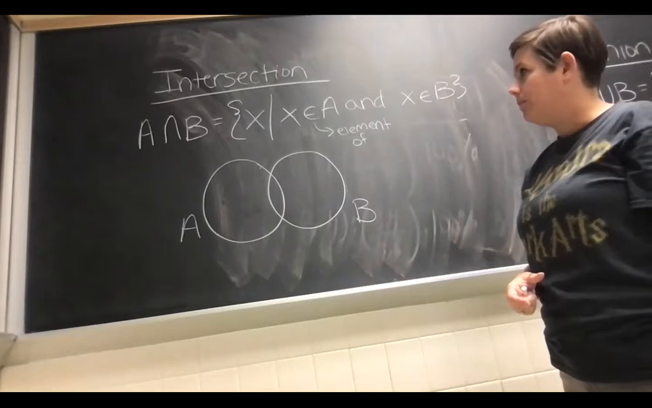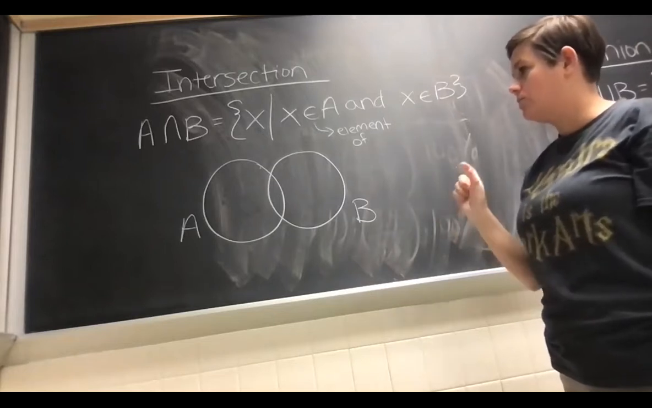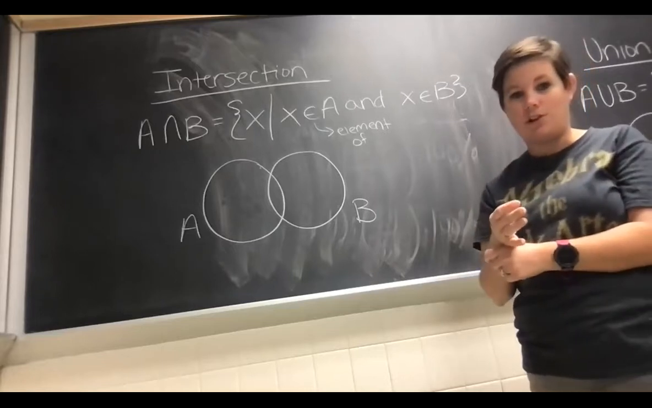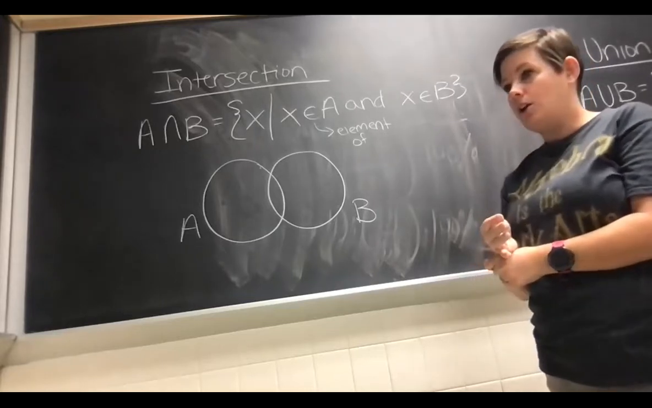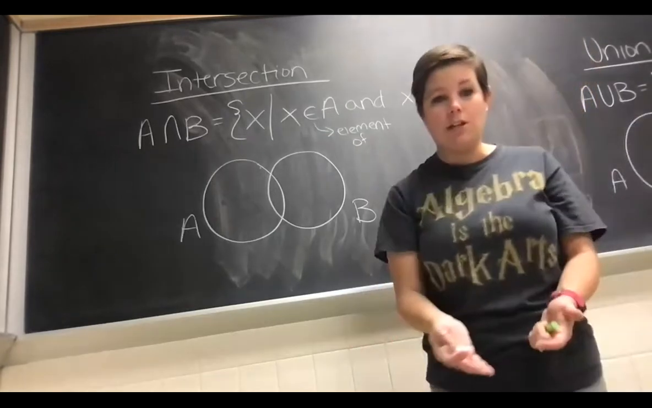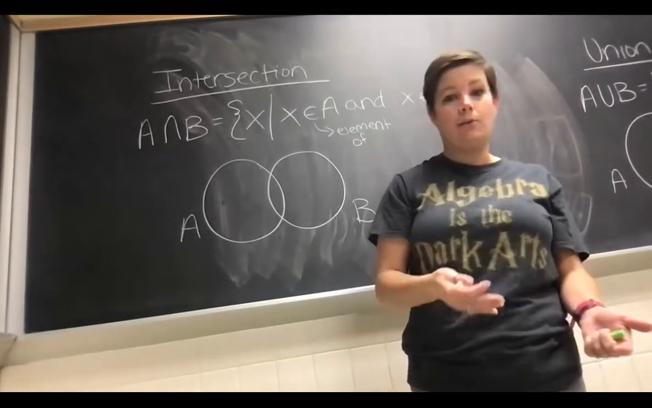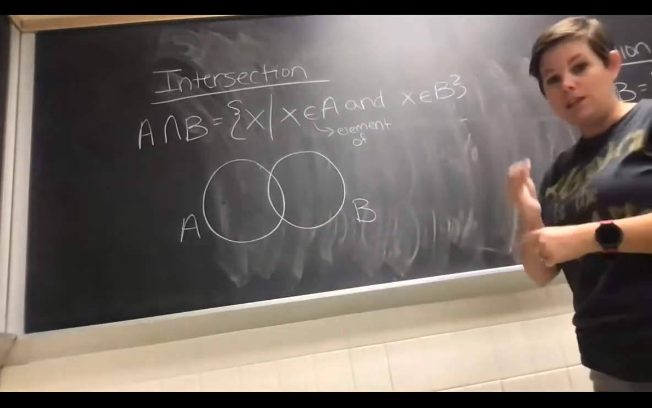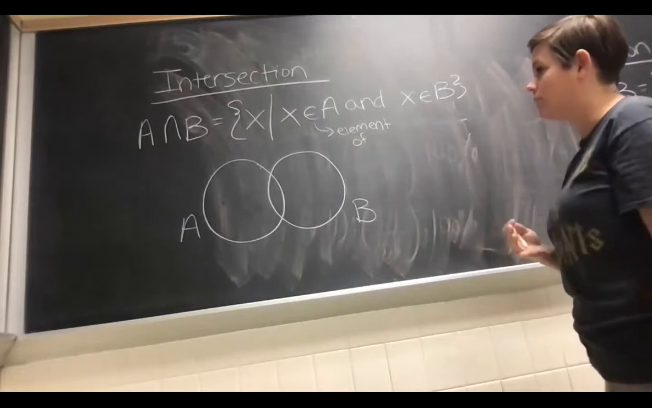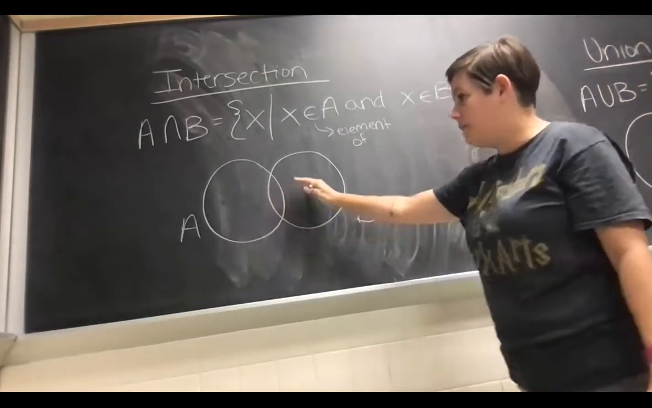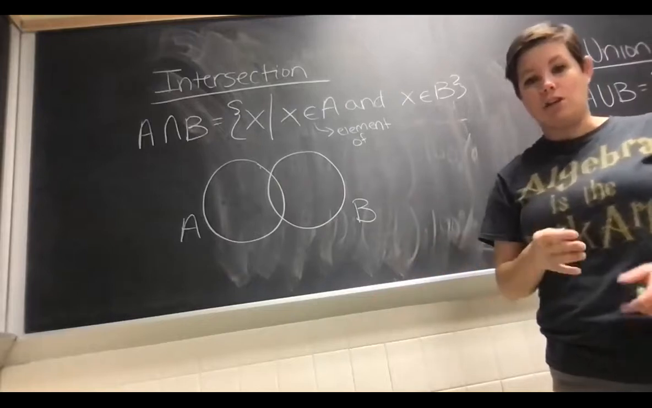So let me think about even a street intersection, because we talk about street intersections just in our everyday life. If you're on 4th and Broadway, if you stand right in the middle of the intersection, you're on both Broadway Street and 4th Street. That's what it means to be in the intersection. And the same thing is true with our sets. If you are in both A and B, then you are considered in the intersection.